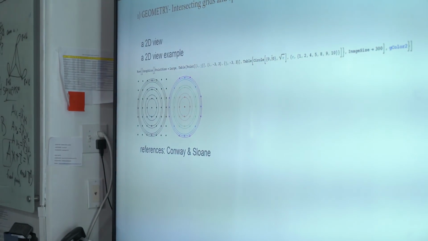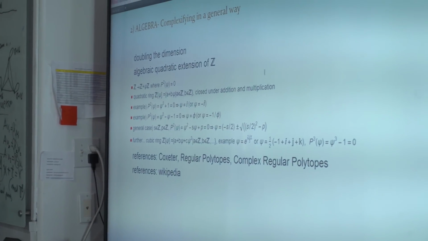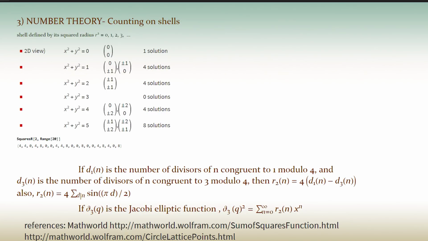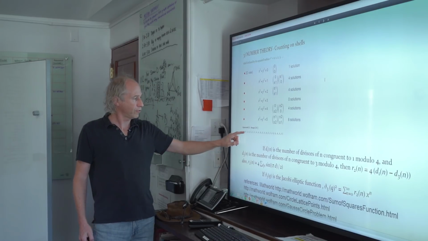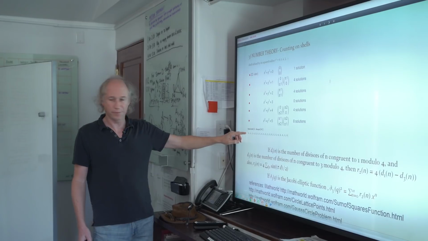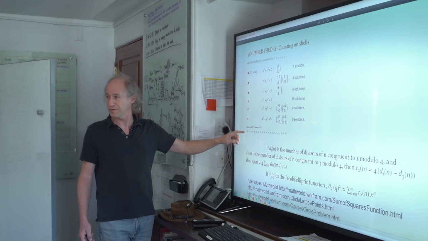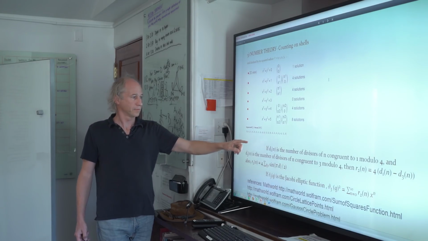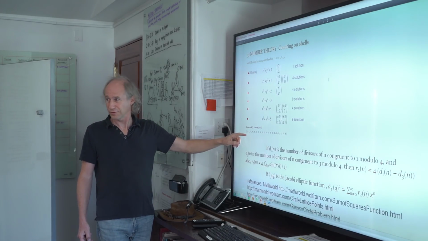And then the next slide. Oh no, this is not this one, sorry. This is this one. With this one, we know this. It has been studied by Jacobi, a mathematician. And what we want is this sequence: 4, 4, 0, 4, 8, 0, 0, 4, 4, 8. This sequence is the number of points on each of these circles of squared radius R. Is it periodic? No. It's not repeating? No. So that's an aperiodic pattern?